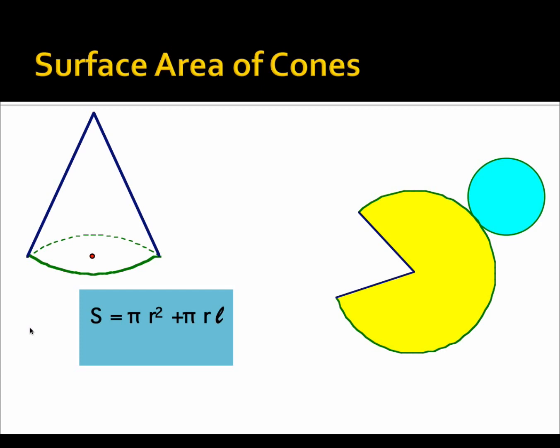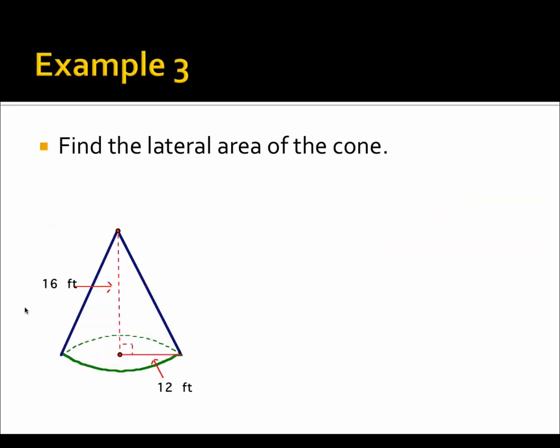If it asked you to find the lateral area, would you just do pi r? Pi rl. So L is pi rl, S is pi rl plus pi r squared. Okie doke. Find the lateral area of that guy.